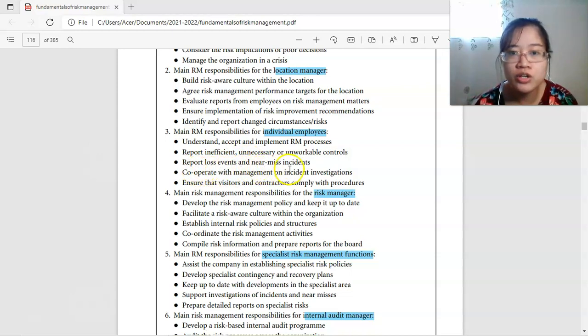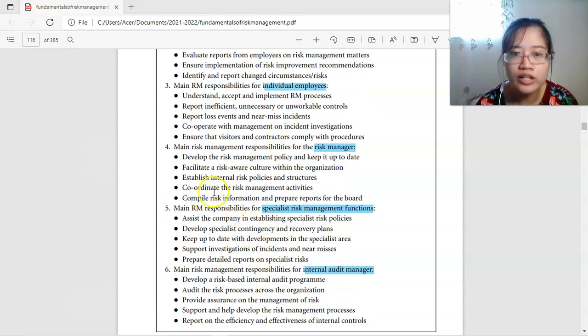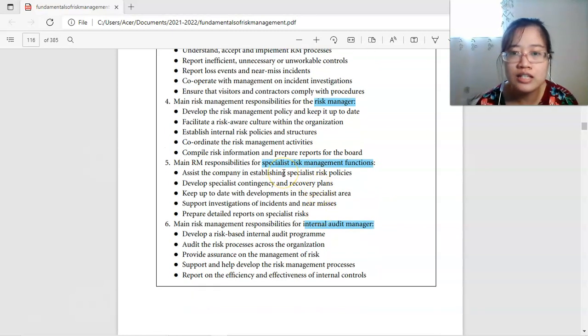Report loss events and near-miss incidents. Cooperate with management on incident investigations. Ensure that visitors and contractors comply with procedures. Ayan. Tapos for the risk manager, develop the risk management policy, keep it up to date, facilitate a risk-aware culture within the organization, establish internal risk policies and structures, coordinate the risk management activities, compile risk information, and prepare reports for the board. Alright? Tapos yung mga specialist risk management functions, if any lang naman.